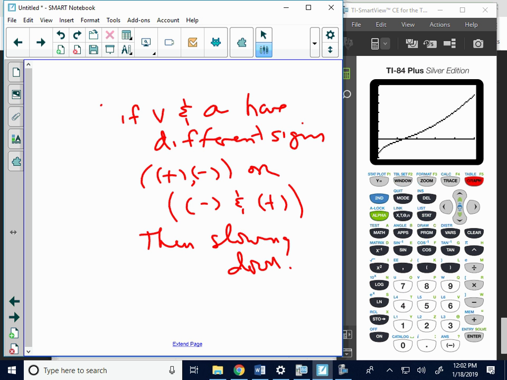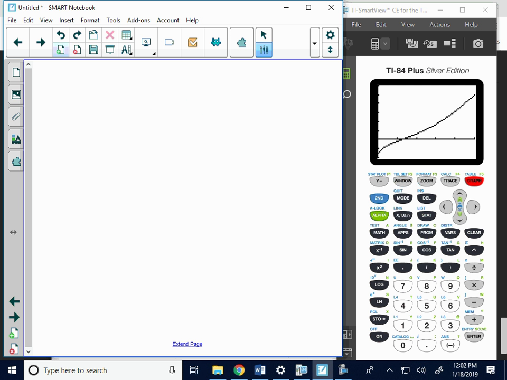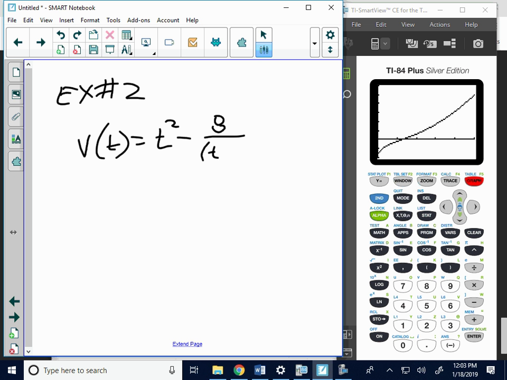Example 2. It says, suppose the initial position in example 1 is 9. We had velocity given as t squared minus 8 over (t plus 1) squared. And now we're given one additional fact, that the position at 0 is given to be 9. That's our initial condition, by the way. That's going to allow us to find that constant. So now the task is find the position function.